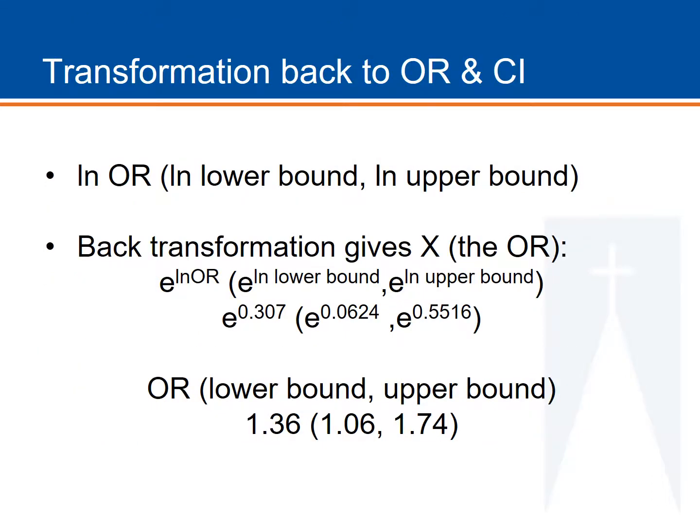So here we have the back transformation process, and so the natural logarithm of my odds ratio is 0.307. So when I transform it back, I get back my 1.36. That was the odds ratio I started with. And then I also have to back transform the lower and the upper bounds. And that will give me the 1.06 and the 1.74. In order for this to work, you'll have to find the e to the x function on your calculator and plug the numbers in as your x values to get your odds ratios back.